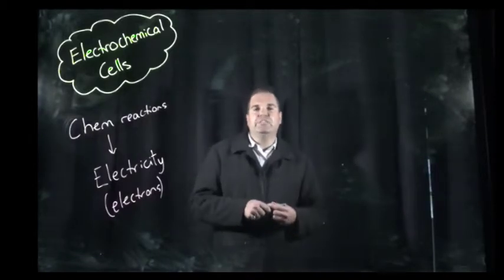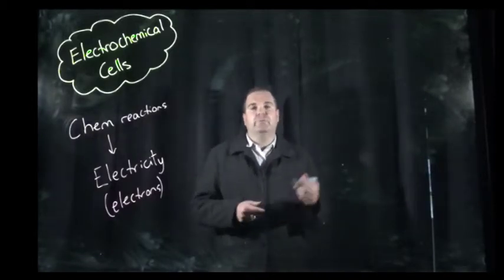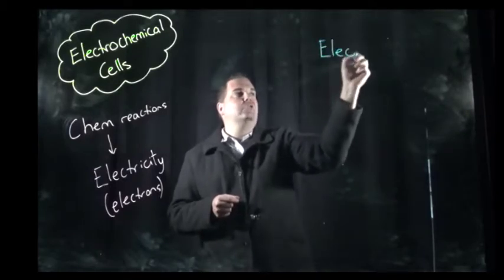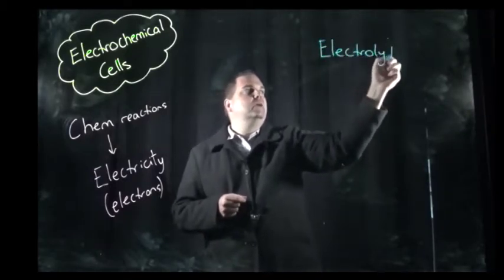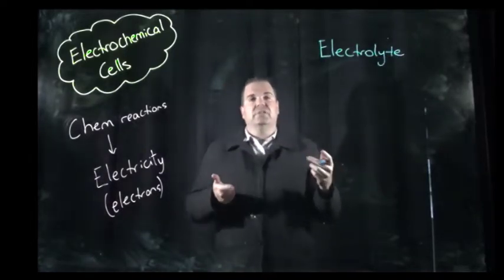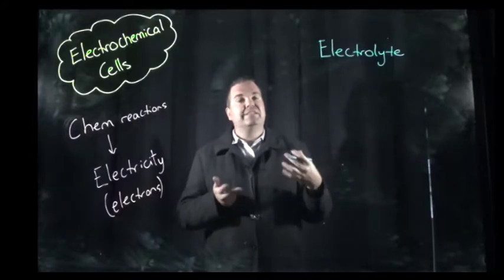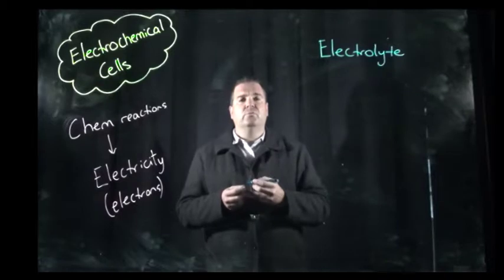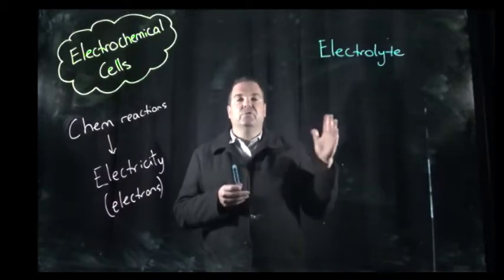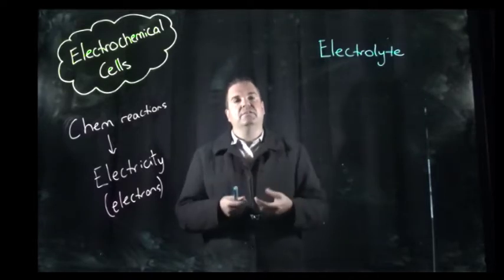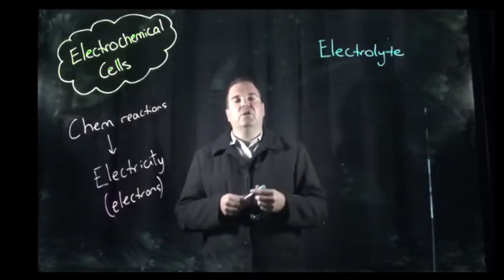There's a couple of things you need to understand when we're talking about electrochemical cells. The first one is something called an electrolyte. An electrolyte is a solution that conducts electricity. Generally it's a liquid, but it doesn't have to be. You can have a paste, which is what you would find in normal batteries, and that allows electrons to flow through it, and that's what allows electricity to be conducted. We're always going to have an electrolyte within our electrochemical cell.